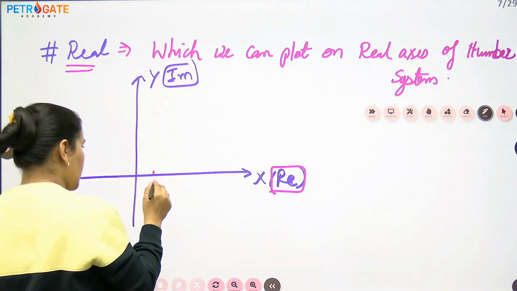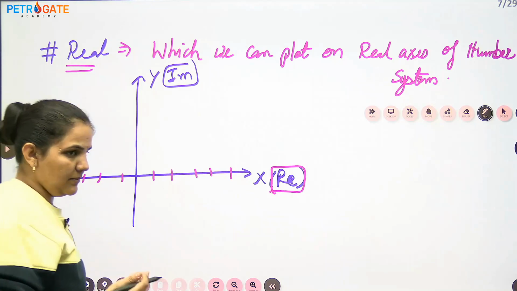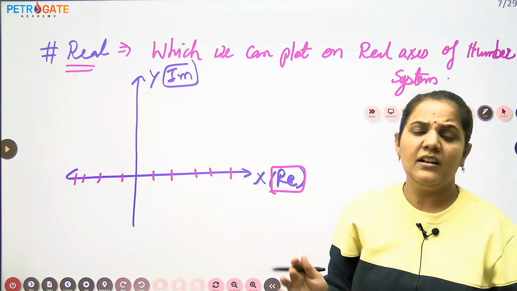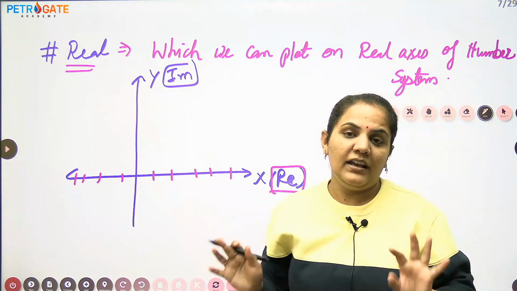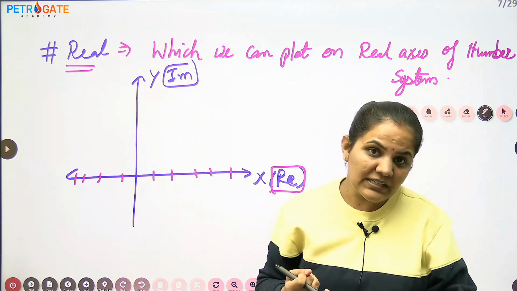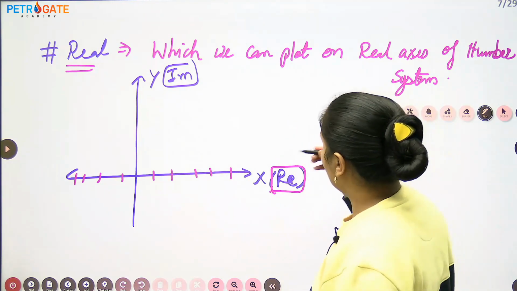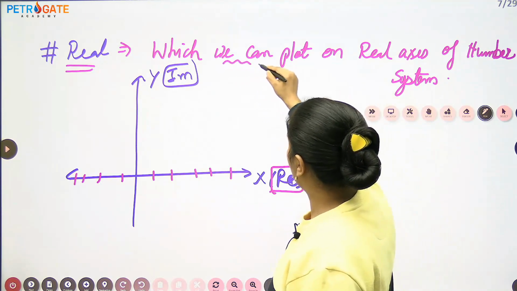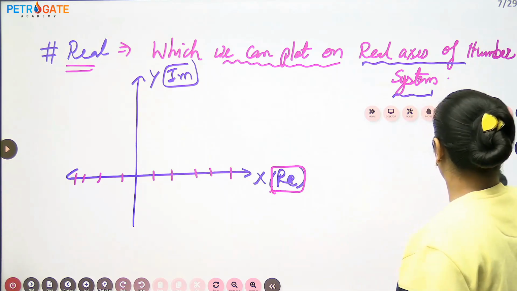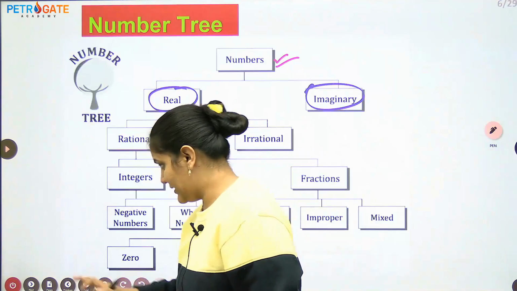Those numbers which we plot here are called real numbers. The real number can be negative, it can be positive, it can be zero, it can be anything, but it cannot be imaginary. It does not contain the iota sign. Is it clear? So real number is what? Real number means those numbers which we can plot on the real axis of a number system. All right, first thing is done.